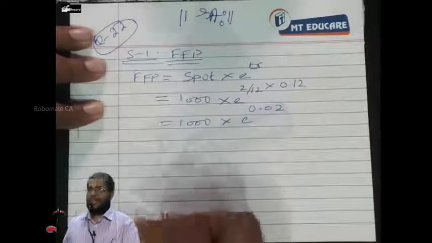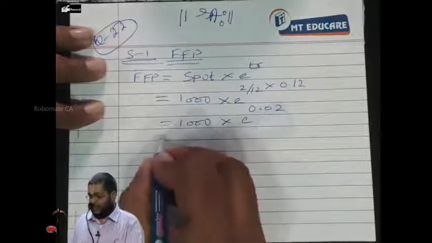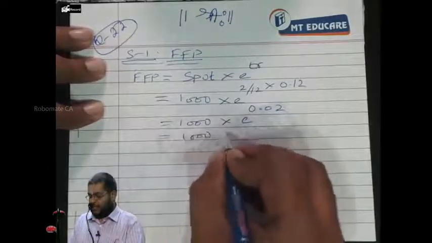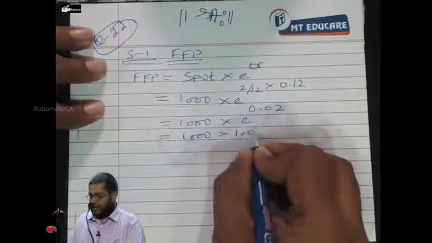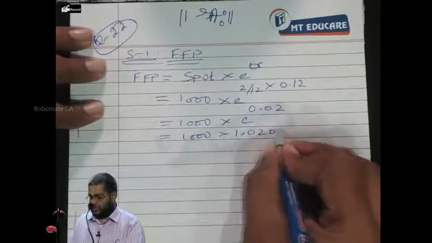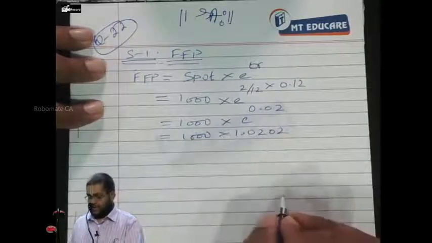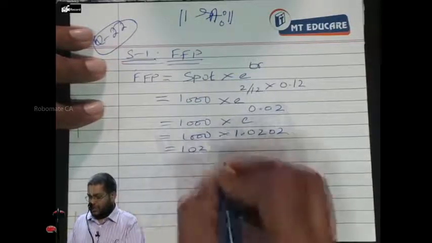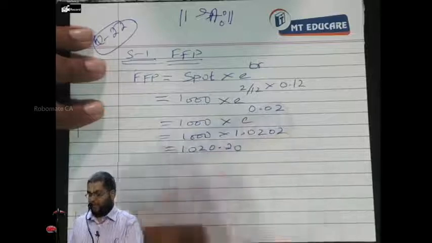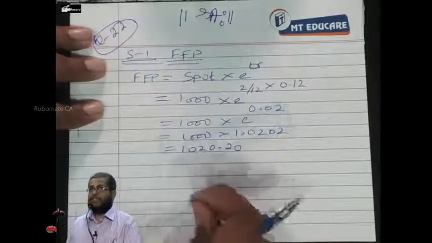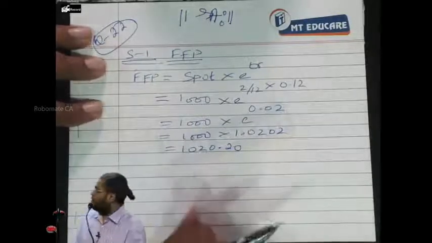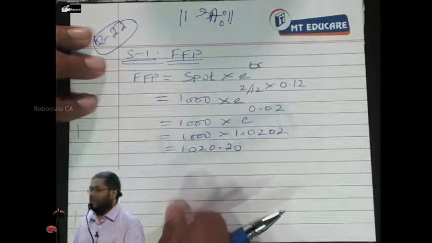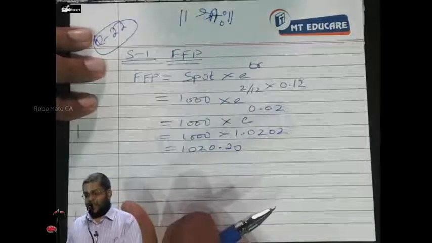1000 into e power 0.02, which is equal to 1000 into 1.0202, which is equal to 1020.20. Fair futures price is 1020.20. Everybody understanding it now?